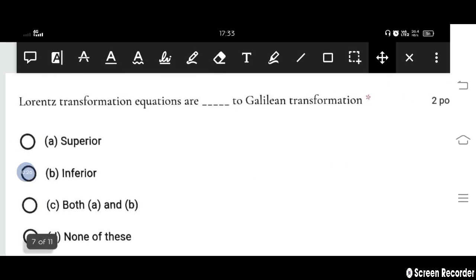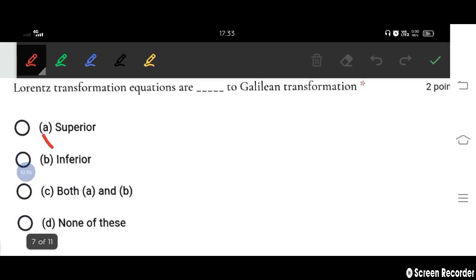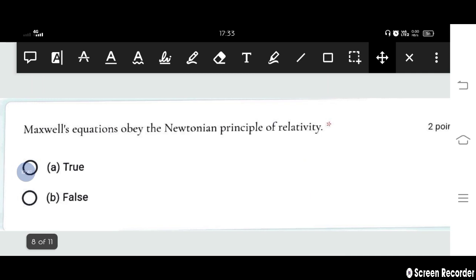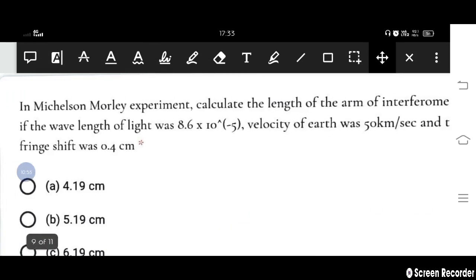Now moving to our next question. Lorentz transformation are dash to Galilean transformation. So here our correct option is option A, that is superior. Now moving to our next question. Maxwell's equation obey the Newtonian principle of relativity. So this is a false statement. Here our correct option is option B, that is false. Now moving to our next question.